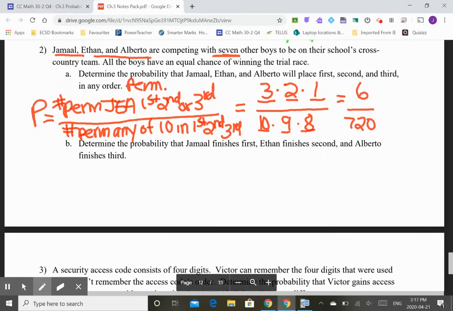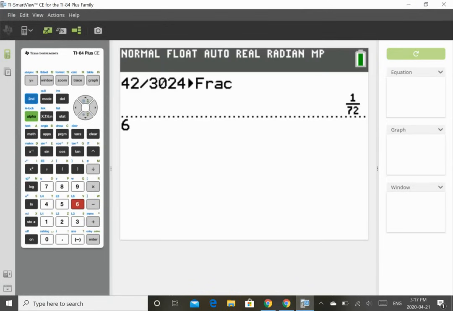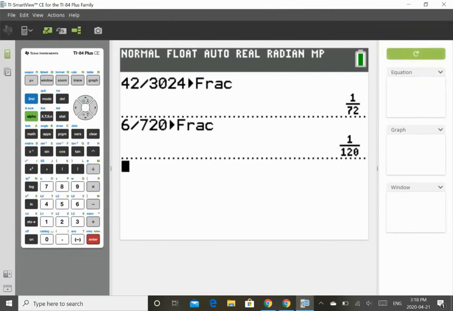Again, we could have also written that denominator in a bit of a different way. We could have written that denominator as we've got 10 runners. We want to arrange them 3 at a time. So 10 permute 3 would give you the same thing in the denominator. Again, if we want to take that probability and find it as a reduced fraction, then we can take our 6 divided by 720. And then use the math fraction function to write that as a reduced fraction. And we get 1 out of 120.